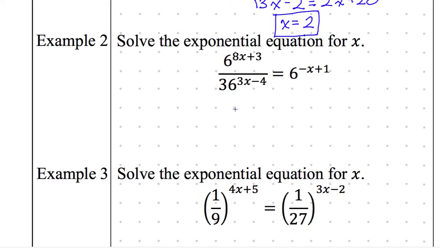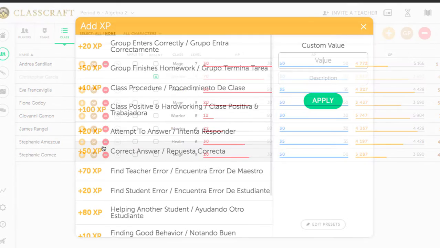6 to the 8x plus 3. Yep, so I'm going to rewrite it all the way over here. 6 to the 8x plus 3. And then you have 6 squared, in parentheses, and then to the 3x minus 4. Cool. And if you guys want to start skipping steps, I am totally cool with that as long as you know what you're doing. And the right-hand side doesn't change. 6 to the negative x plus 1.